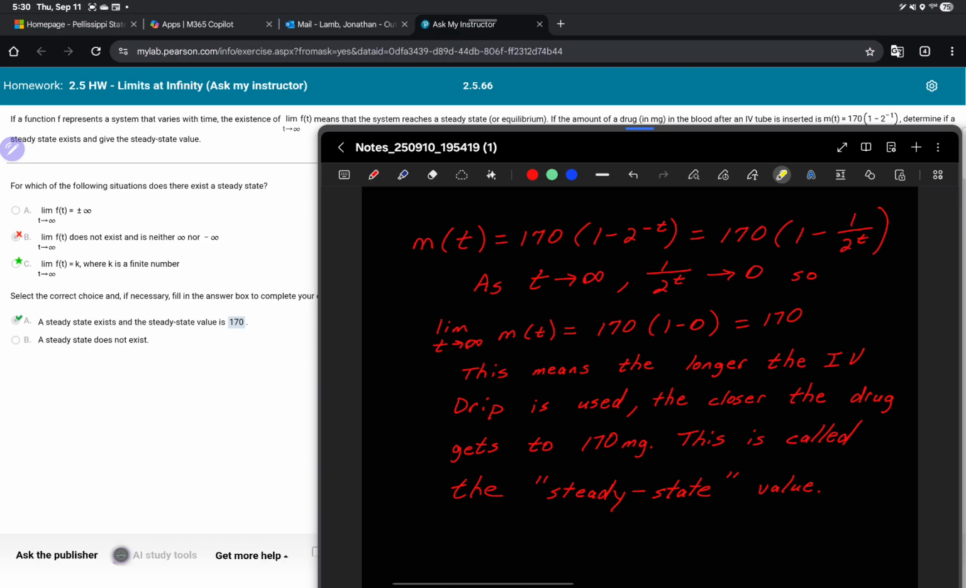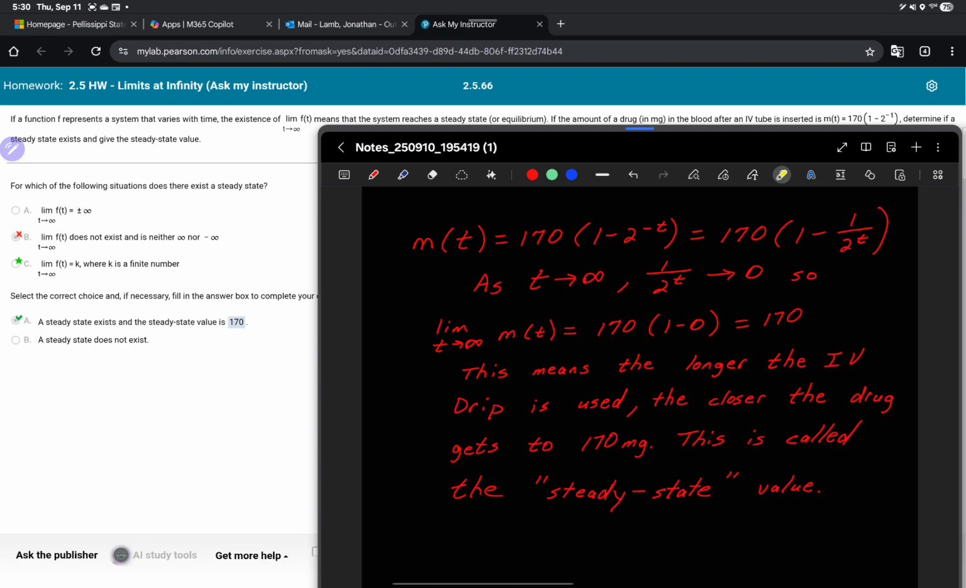It says if a function f represents a system that varies with time, the existence of the limit as t approaches infinity of f of t means that the system reaches a steady state or equilibrium. If the amount of a drug in the blood after an IV tube is inserted, the amount at time t, is 170 times the quantity 1 minus 2 to the negative t power, determine if a steady state exists and give the steady state value.